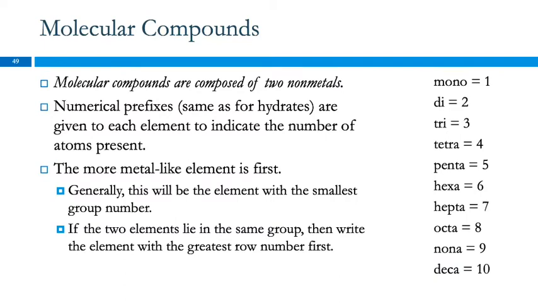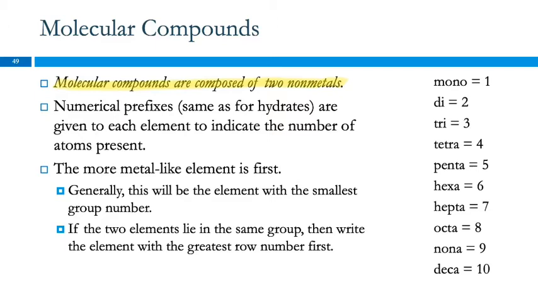So again, molecular compounds are composed of two nonmetals. We use numerical prefixes to indicate how many atoms of each element are present in a molecule. So the prefixes are over here, the same as what we use for the hydrates, with the exception that we don't use hemi because you can't have half of an atom in a molecule.